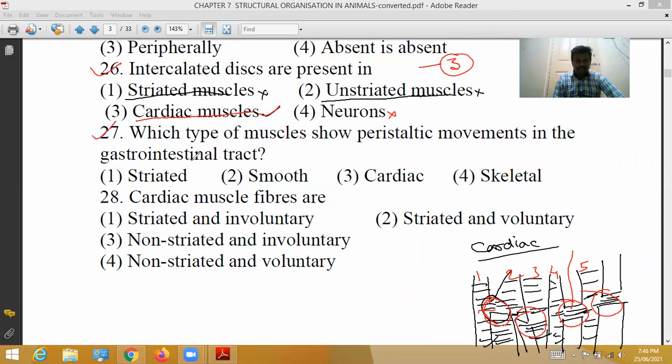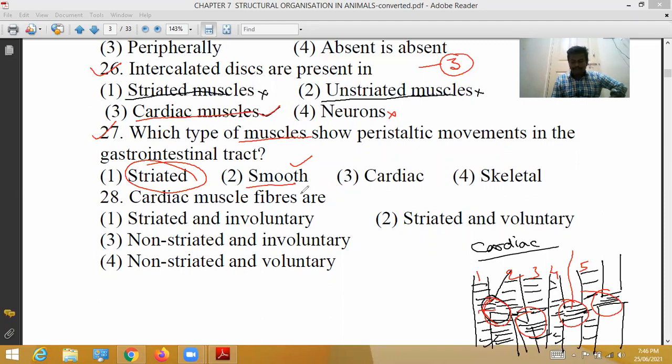Next, 27th question. Which type of muscles show peristaltic movements in the gastrointestinal tract? See here, four options given. Striated muscles are not found in the gastrointestinal tract. Smooth muscles are generally found in the gastrointestinal tract. Smooth muscles are also called non-striated muscles.